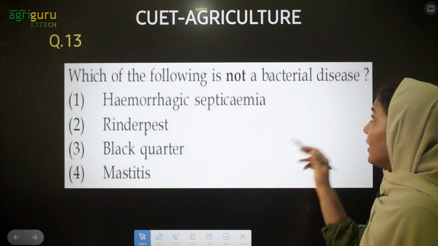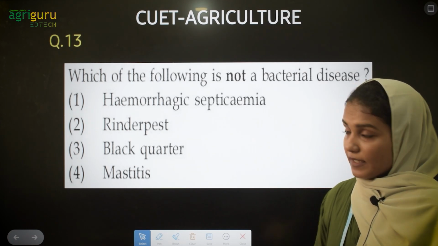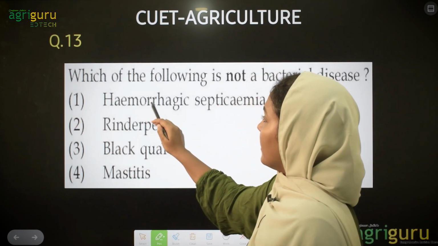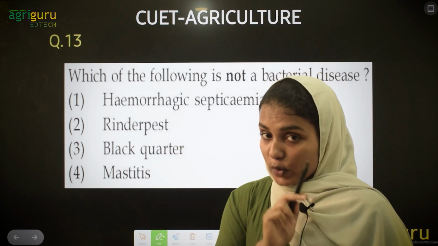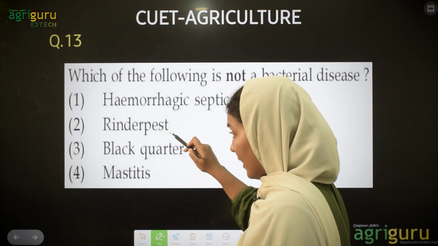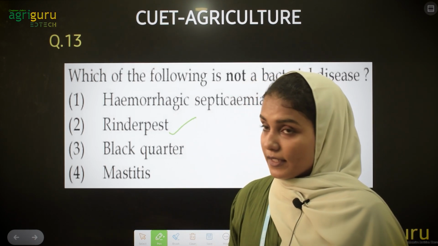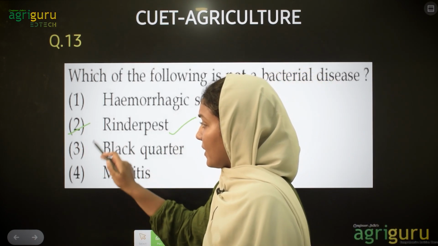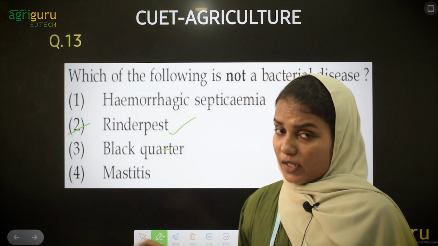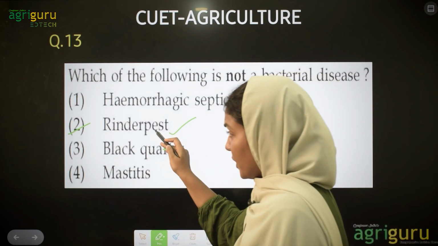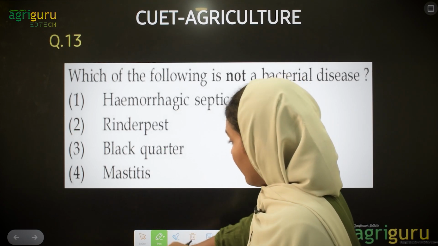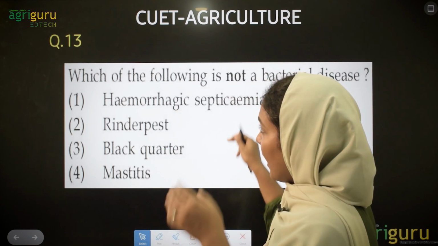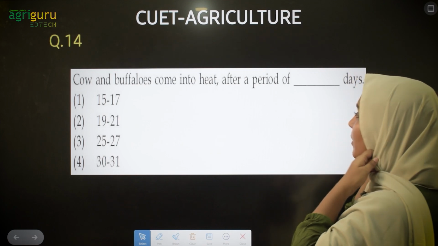Which of the following is not a bacterial disease? Check option number 1, that is hemorrhagic septicemia. It is a bacterial disease. Rinderpest, no, it is not a bacterial disease. It is a viral disease. So the answer is option number 2, rinderpest. All others, black quarter, mastitis, are bacterial diseases, and option number 2, rinderpest, is a viral disease. Okay, let's move on to the next question, that is question number 40.